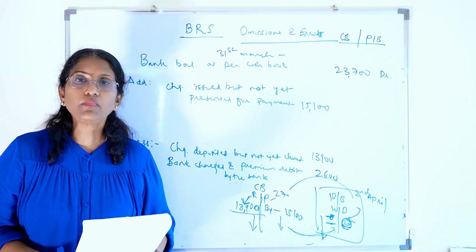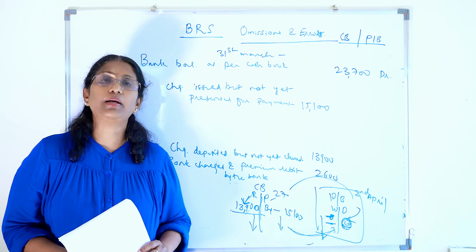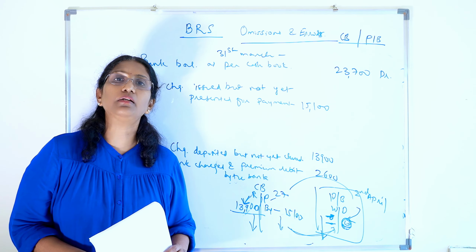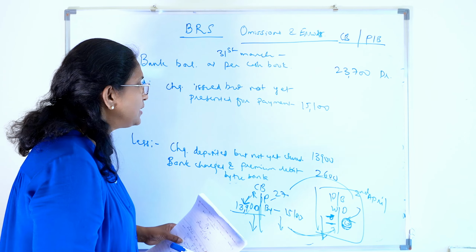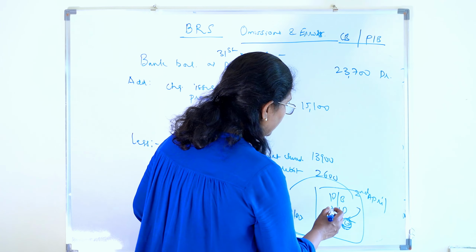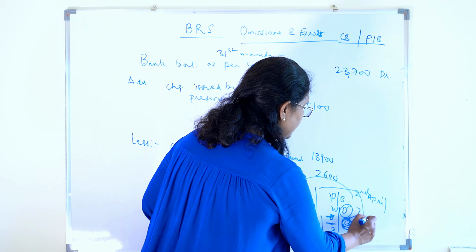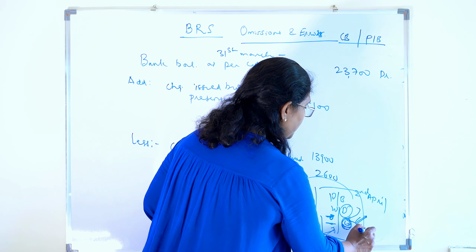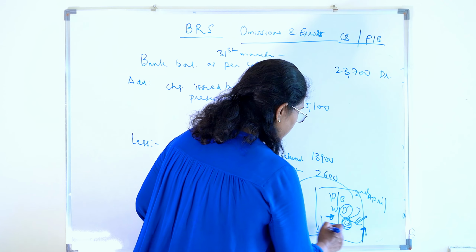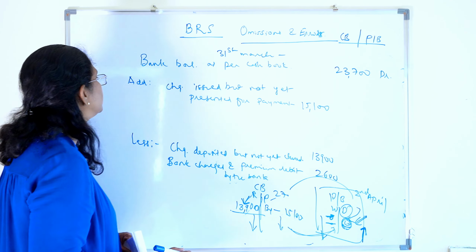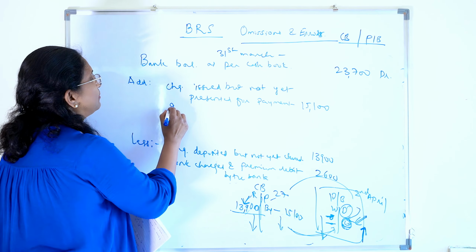Okay. Now something interest credited by the bank. What the bank is doing, something credited by the bank. So interest is credited by the bank, where the bank will credit it on the deposit side. So it has been added here. So added, the cash book is showing higher. Since you are reaching it, you also add it. Interest credited by the bank.